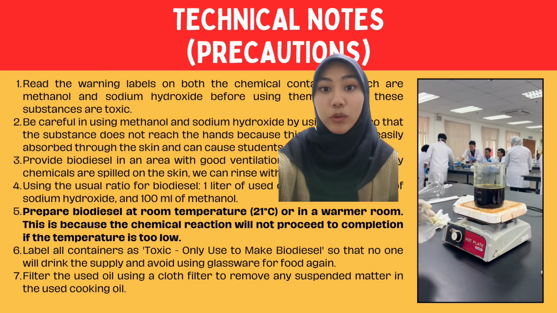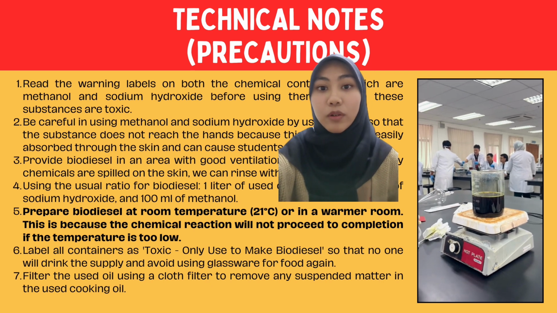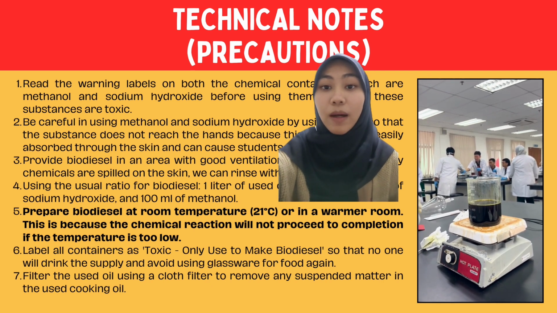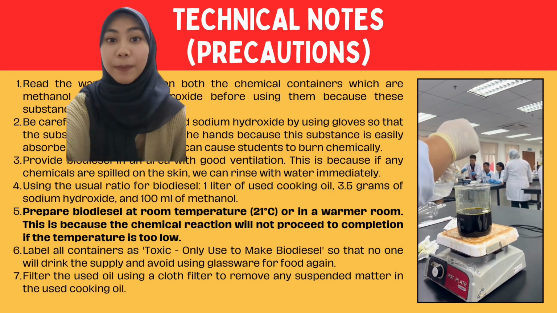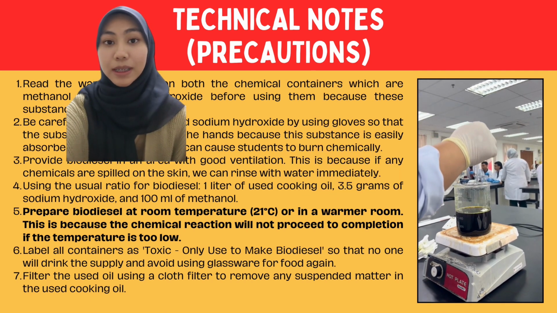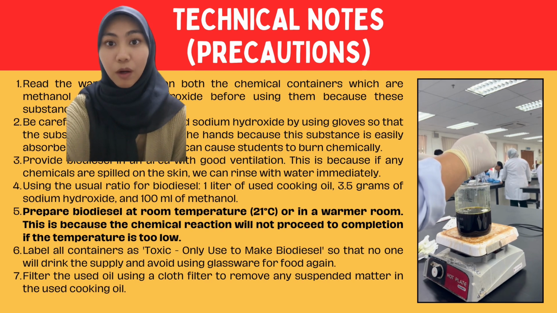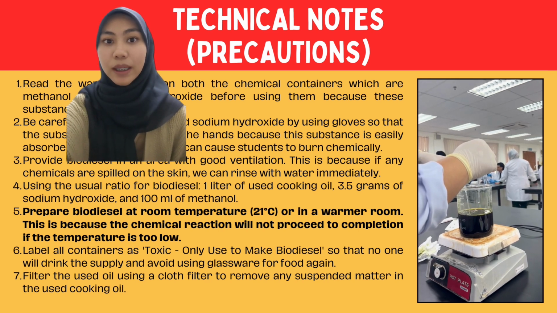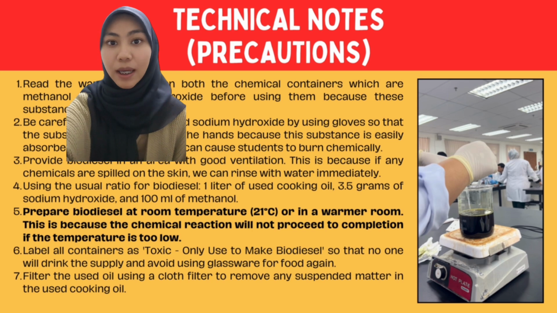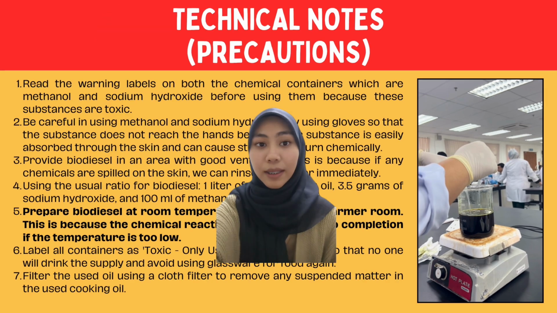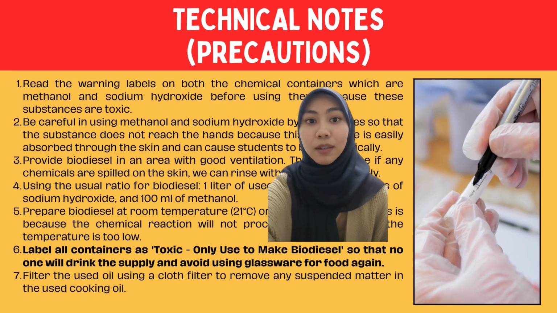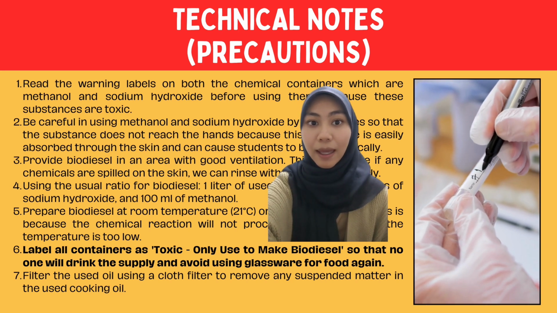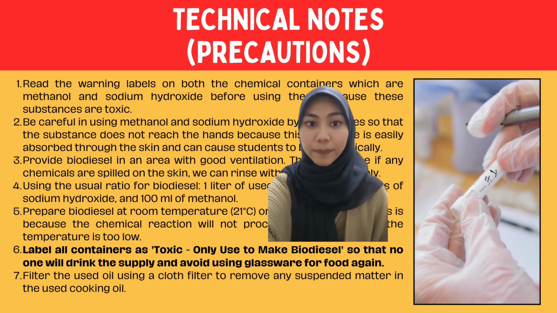Next is using the usual ratio for biodiesel: 1 liter of used cooking oil, 3.5 grams of sodium hydroxide, and 100 ml of methanol. In addition, prepare biodiesel at room temperature, which is 21 degrees Celsius, or in a warmer room. This is because the chemical reaction will not proceed to completion if the temperature is too low. And then label all containers as toxic and only used to make biodiesel so that no one will drink the supply, and avoid using the glassware for food again.